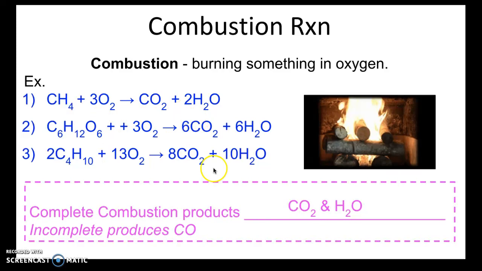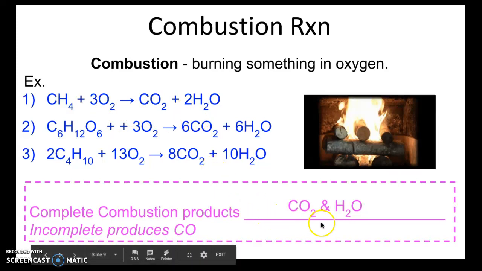Now, the products of a combustion reaction are also well known. If it's a complete combustion reaction, and you're going to have to add this to your notes, complete combustion reaction products are CO2 and water, so carbon dioxide and water. And the reason why it's important to say complete is because combustion reactions can be incomplete, and in those cases, they produce carbon monoxide, CO.